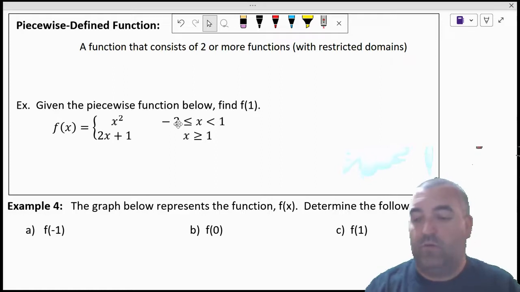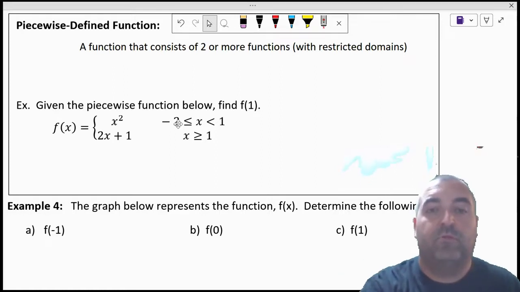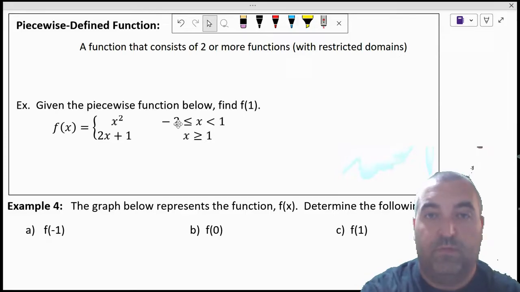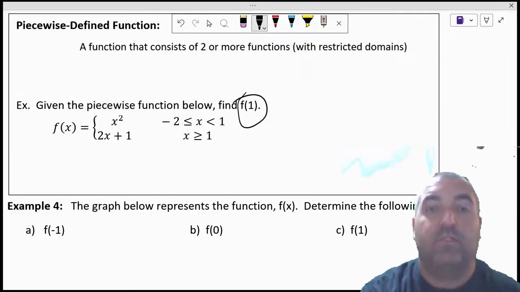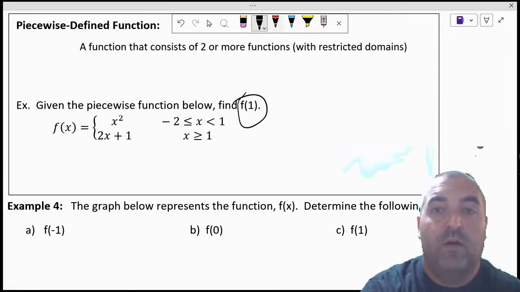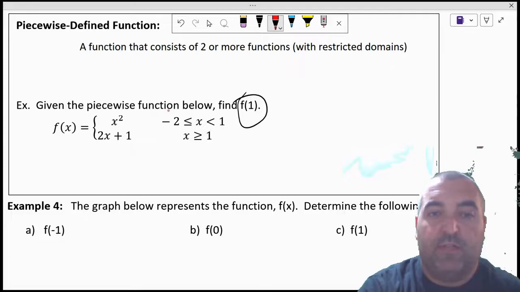Okay, so if we're ever asked to do some substitution, like here in the directions, it wants us to find f of 1. Well, what I would do there is, first thing, I'm not even going to look at the functions. I'm going to look at the restricted domains, and I'm going to figure out where is 1. Oh, that's a little heart.